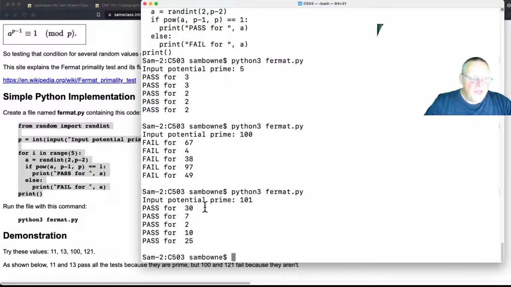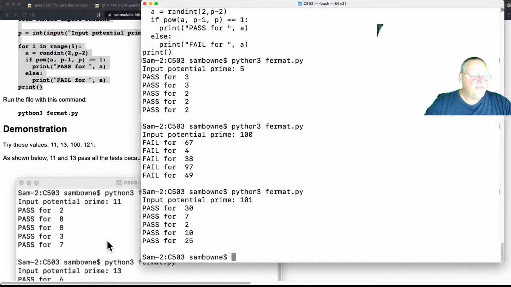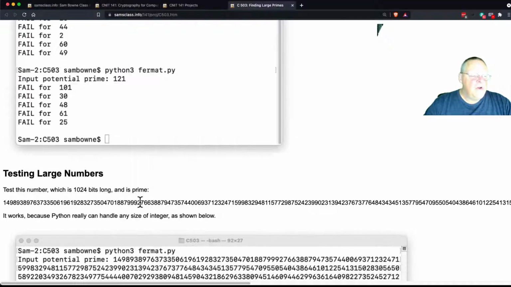Anyway, so there you see that's the game. This is a way to detect a potential prime. All right. So you can do large numbers. Here's a number that's 1,024 bits long.